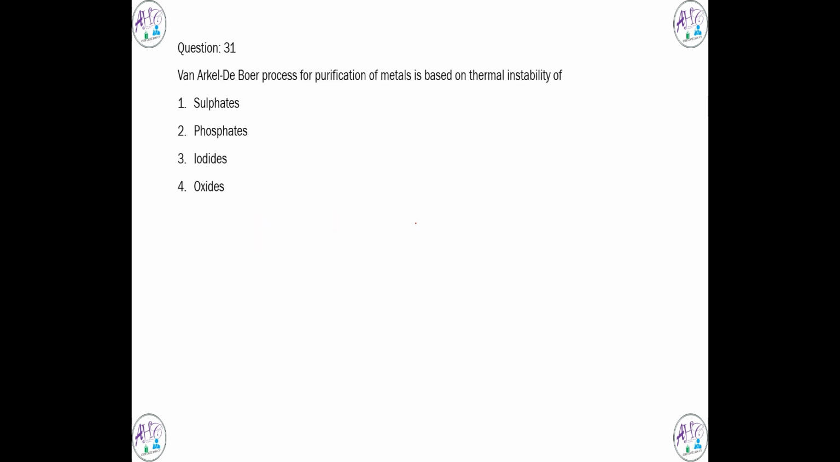Next question. 31st. Van Arkel process, for purification of metal, is based on thermal instability. These are topics which majorly come from metal preparations, the D block, F block, and everything. The Van Arkel process is typically used for the purification of titanium and zirconium.